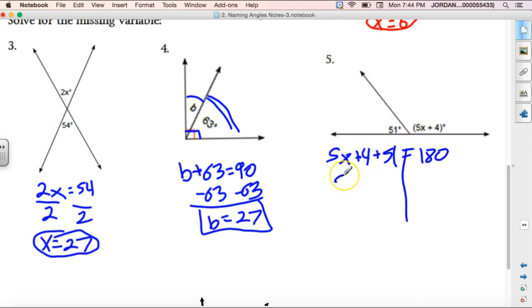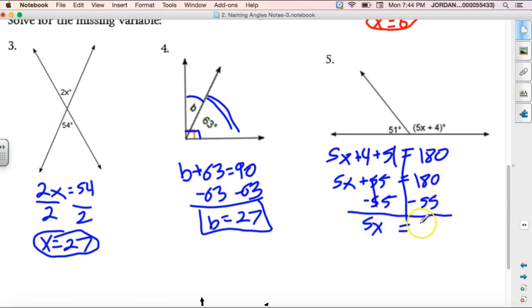So I'm going to combine like terms. 4 plus 51 is 55. Now I got to subtract 55 from both sides. So that cancels. On the left I still have 5x, and on the right I have 180 minus 55, which equals 125. Divide by 5 and divide by 5. Type it in your calculator. 125 divided by 5 is 25. So right here x equals 25.